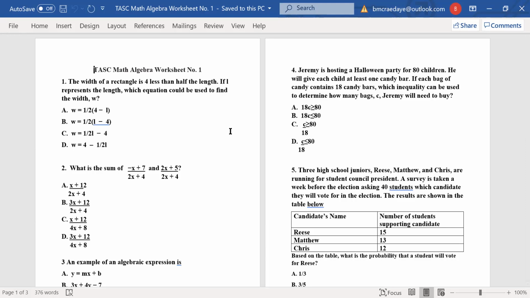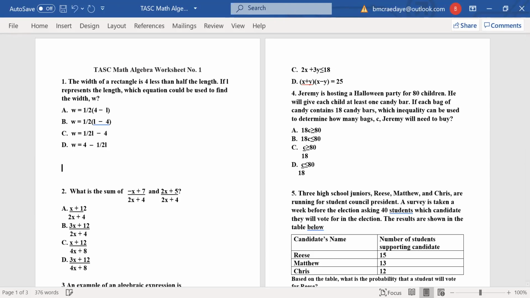Remember when we say less than, what operation is that? Minus, that's subtraction, right? Less than is subtraction. And what operation does is mean? Less than means subtraction. Keep that in mind.